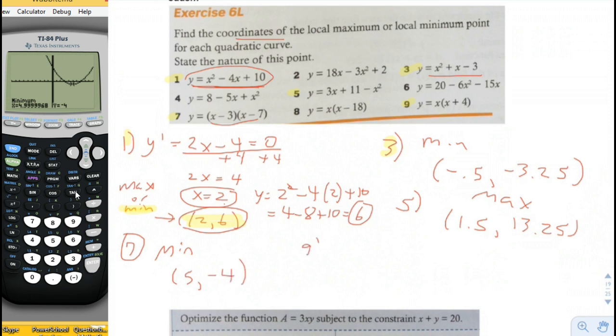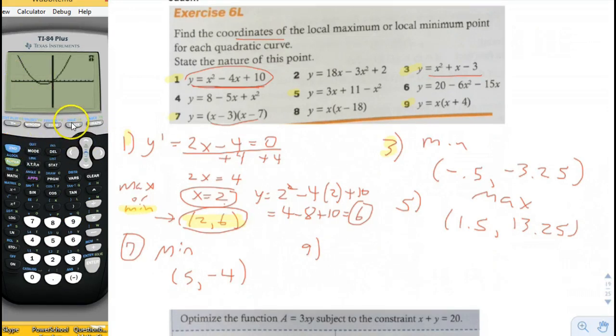And last of all, we're going to do 9. Again, 9 is not multiplied out, but that's fine. We're going to put x times x plus 4. Graph it. It's a minimum, isn't it? It's a minimum right there.